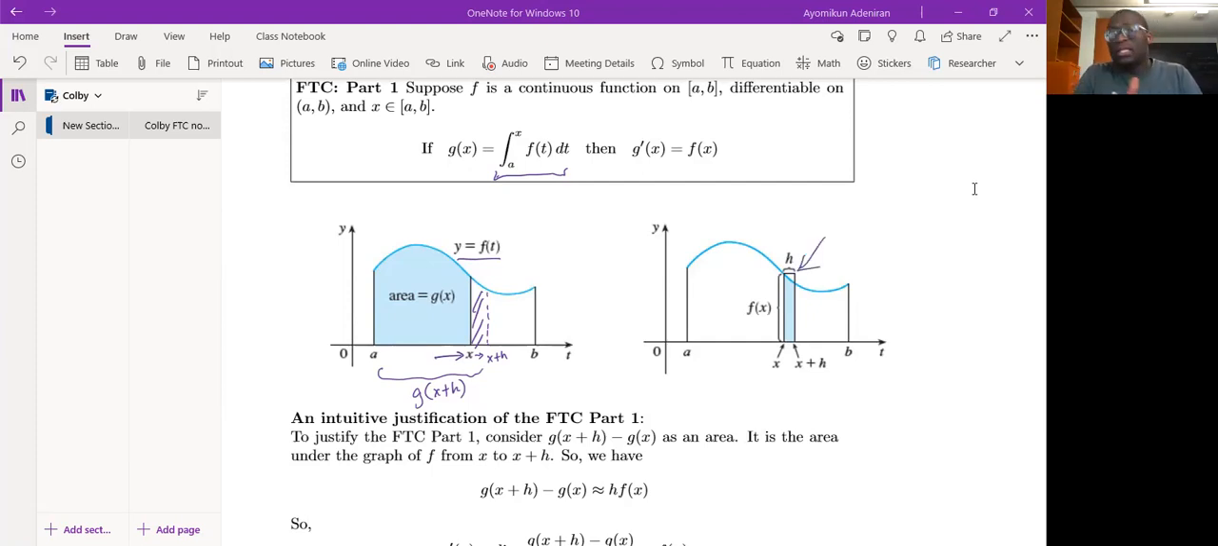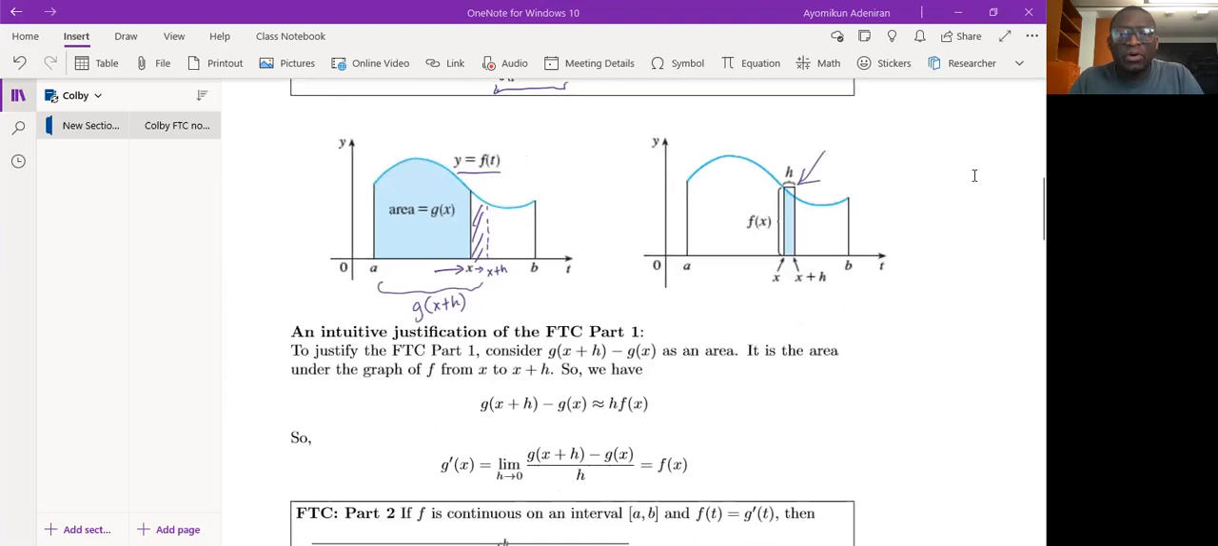Okay, what does that mean? Well, we know that this is approximately h times f of x. This is approximately the product of the distance between x and x plus h, which is h, and the height. We're assuming we consider the point where you touch the curve, which is at f of x. And so the difference between g of x plus h and g of x is the small area of this rectangle, which is given by length times breadth, which is f of x times h, approximately.